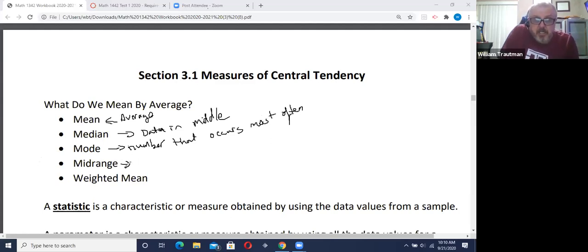Mid-range, we'll actually see the formula. It's another way of manipulating data. We usually find the range and divide it by 2. I'm going to hold off on that because the formula is below.